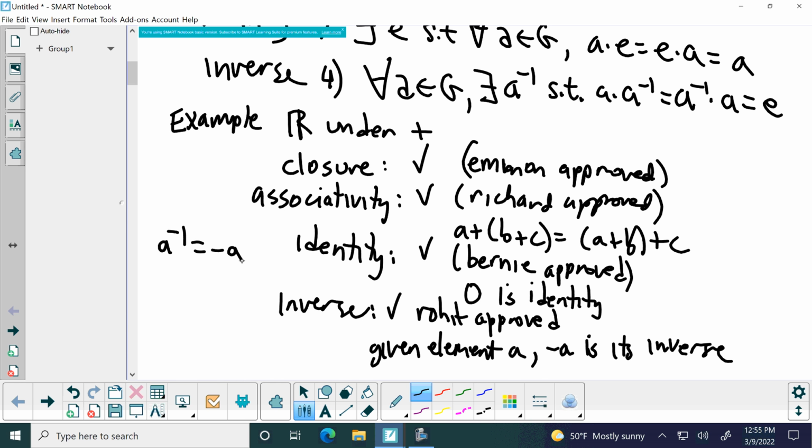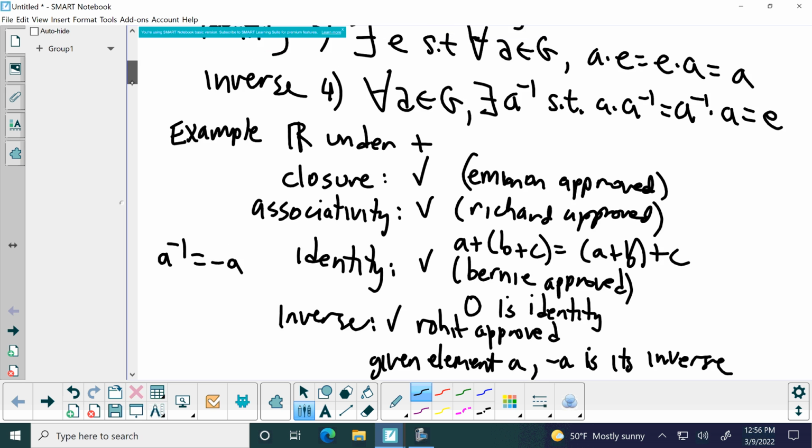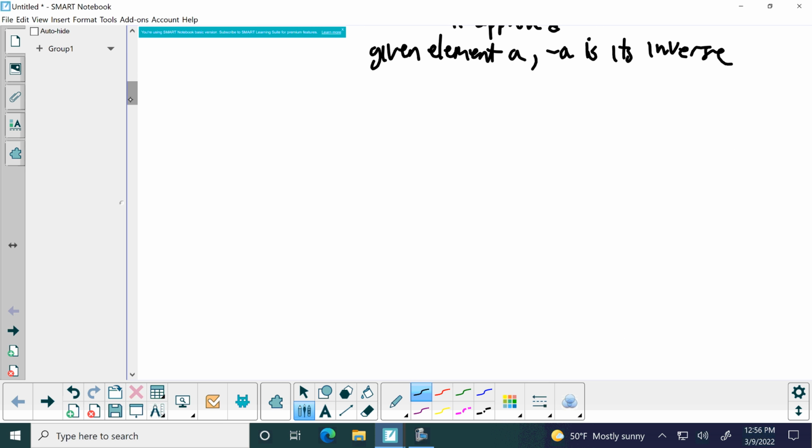So it's a little confusing because the operation here is not multiplication. We think of that as multiplication, but actually the operation is addition. We call it a product, but it is a group operation. Okay, very good. Now let's take a look at some examples that came up last time.